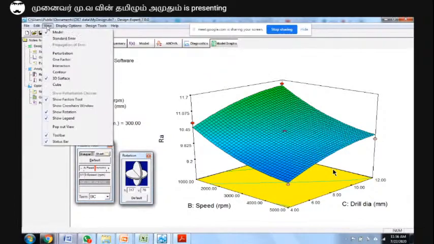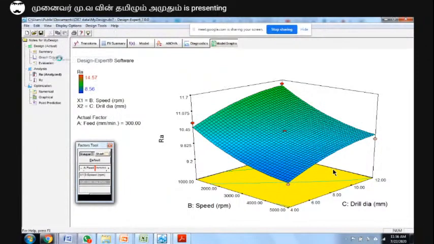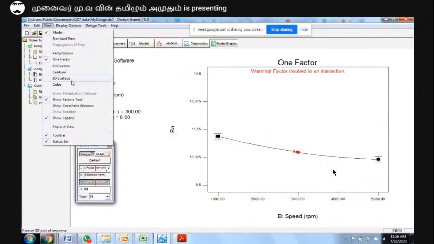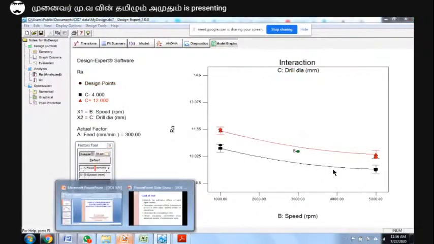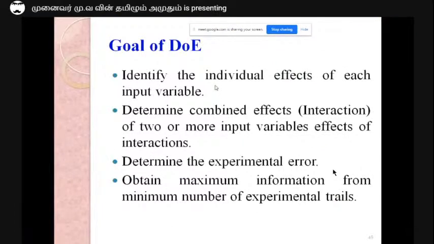Similarly, the contents may be cross-checked and verified with one factor and interaction graph. This is what I have given in the PPT. Identify the individual effect of each parameter, that is the effect of speed, the effect of feed, and the effect of drill diameter. Determine the combined effect, that is interaction effect, A and B, A and C, and B and C.